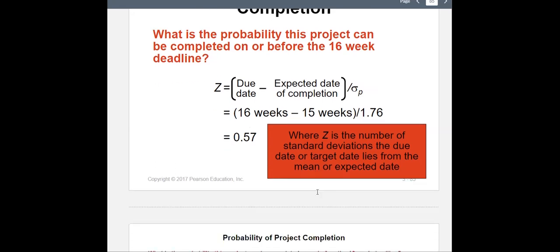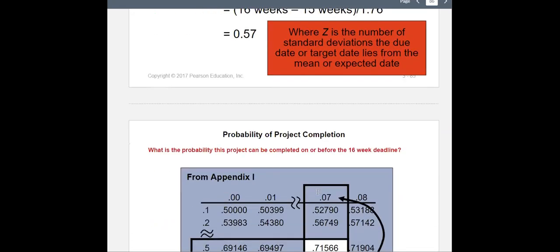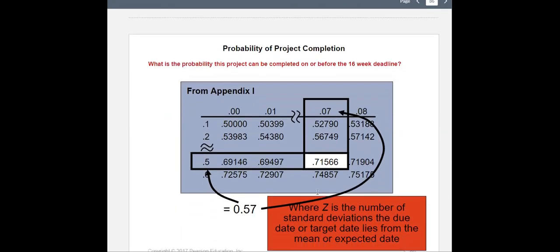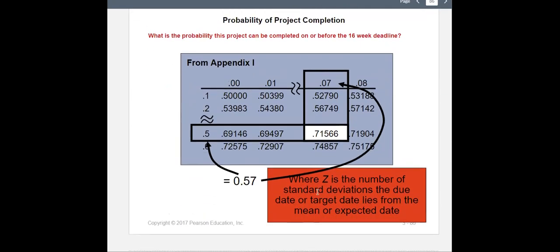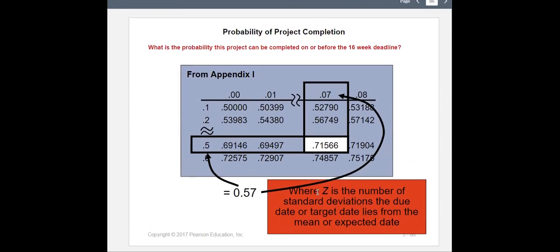All right, so on the next slide, you can see this is the z table, these are z values, 0.5, and 0.7 is up there. The intersection is 0.71, approximately. 71.6% probability to finish this project in 16 weeks.